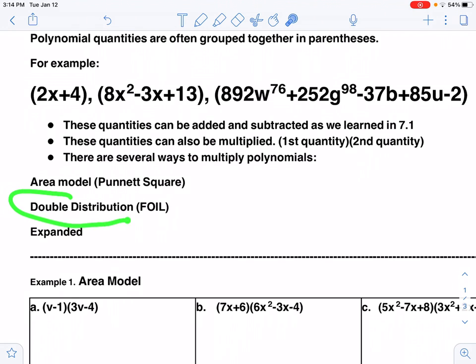There's also double distribution. And when we're doing double distribution with binomials, you may have heard it as foiling, which is first term times first term, outside terms times each other, inside terms times each other, and last. If you're familiar with FOIL, great. If not, don't worry about it. I'll just show you what that double distribution looks like. And then there's expanded. I'm going to show you how to do this with expanded.